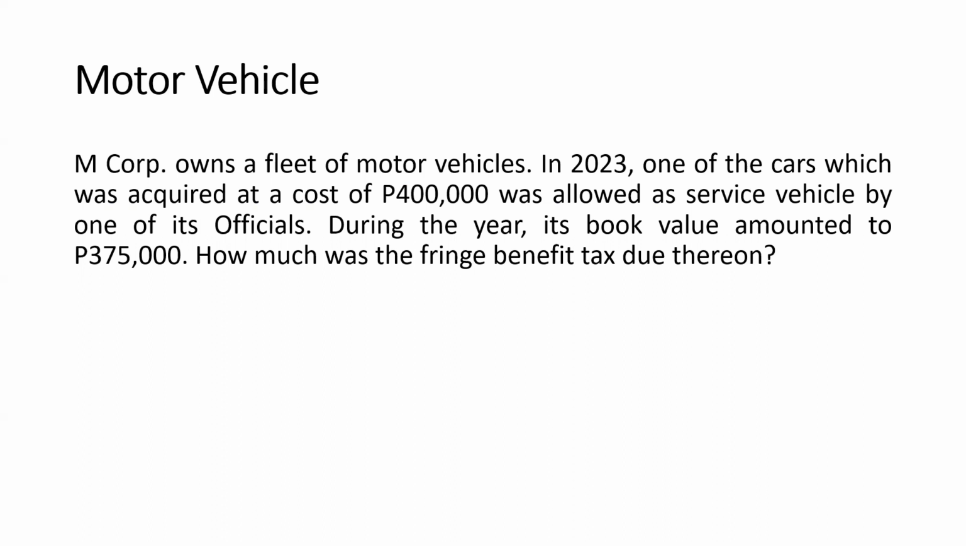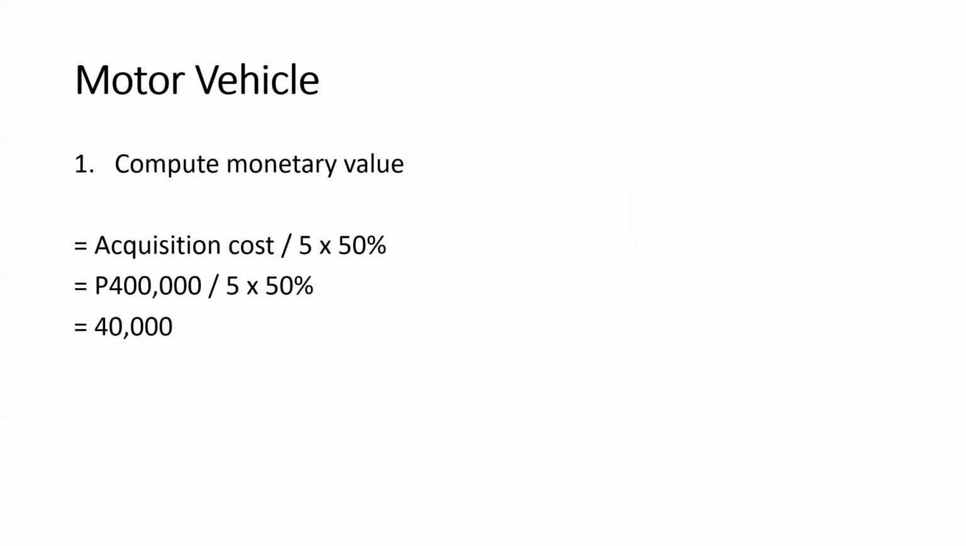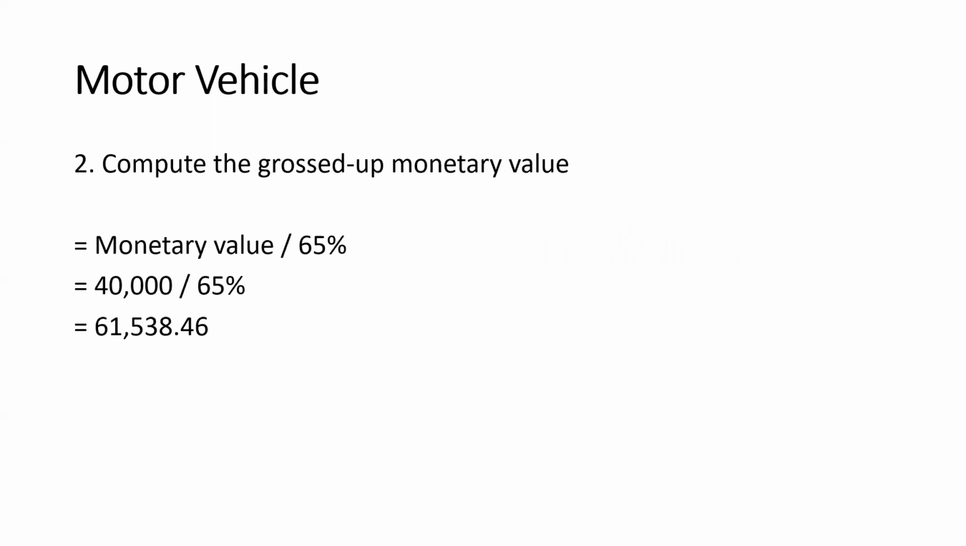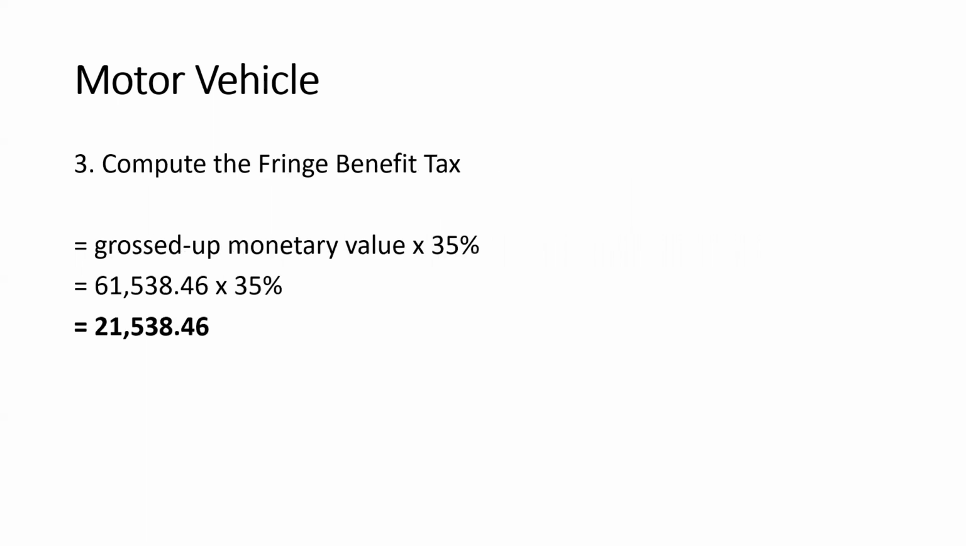Parang ginawa natin dito, pinagamit ang alin? Ang motor vehicle na owned by the company. So, ayan yung 50%, no? Acquisition cost divided by 5 times 50%. That's the monetary value. Divided by 65% times 35%. That is the fringe benefit tax, 21,538.